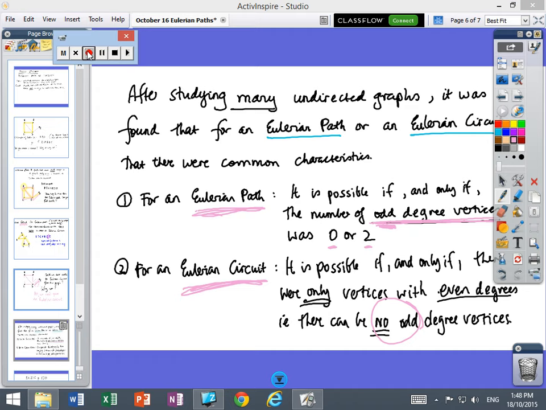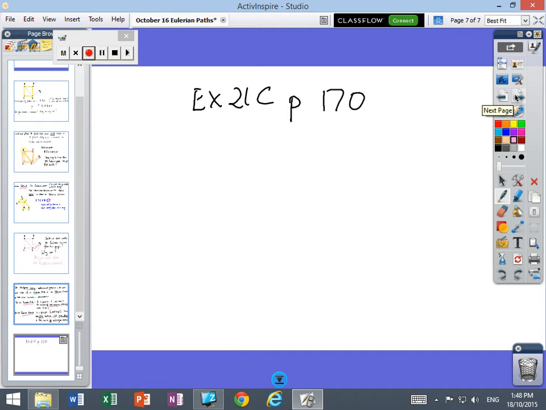Now we're moving on to an exercise. Exercise 21C on page 170 will give you plenty of practice on Eulerian paths and Eulerian circuits. In next week's classes, we're going to look at some other interesting circuits and networks and get on to directed graphs and networks as well. Thanks for coming. See you next time.